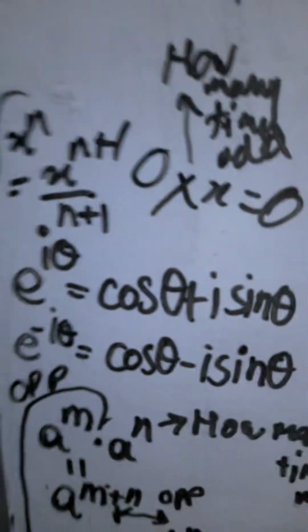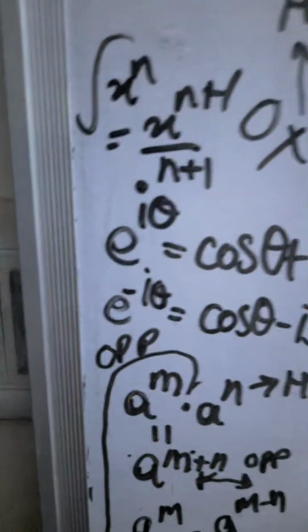Integration of x raised to n is equal to x raised to n plus 1 by n plus 1. Famously, integration is the antiderivative, so it is the opposite of the derivative. In derivative we reduce the power, in integration we increase the power. In derivative we multiply by the power, in integration we divide by the power. Here it is x raised to n plus 1 by n plus 1.